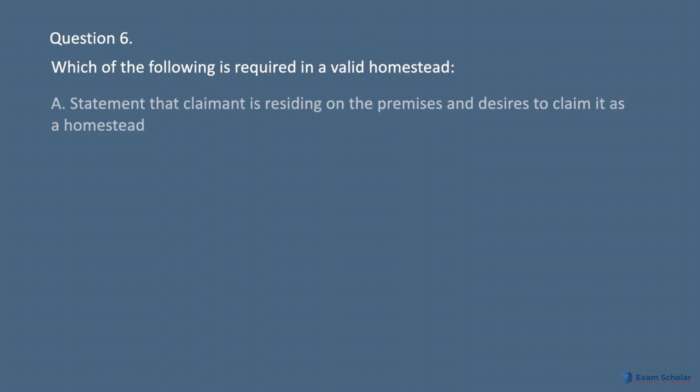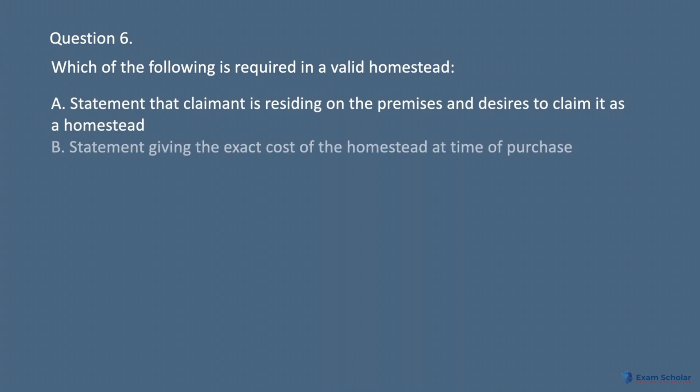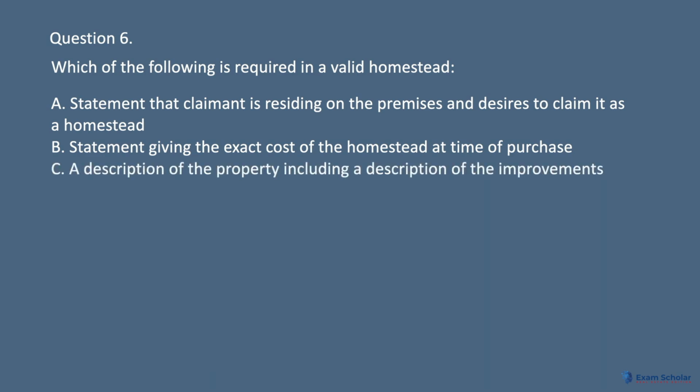Question 6. Which of the following is required in a valid homestead? A. Statement that claimant is residing on the premises and desires to claim it as a homestead. B. Statement giving the exact cost of the homestead at time of purchase. C. A description of the property including a description of the improvements. D. Signature of both husband and wife.